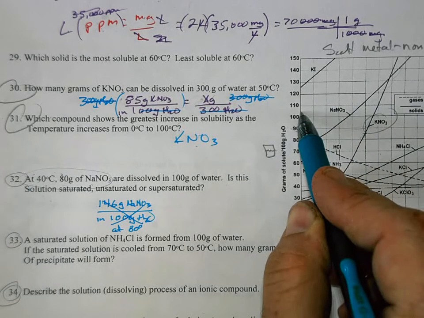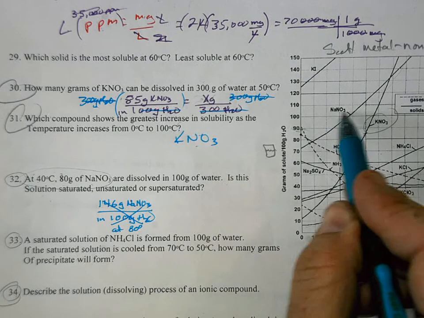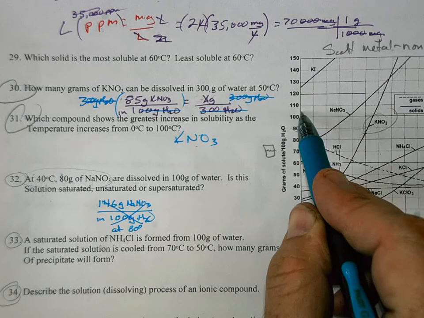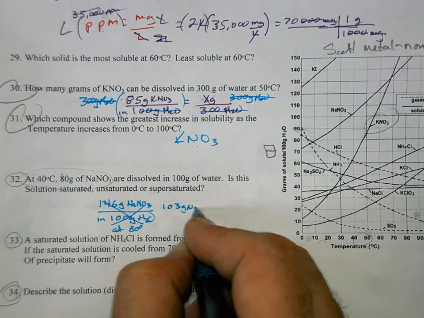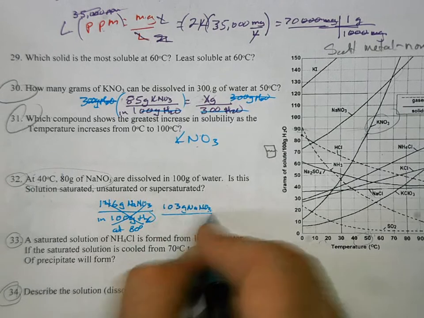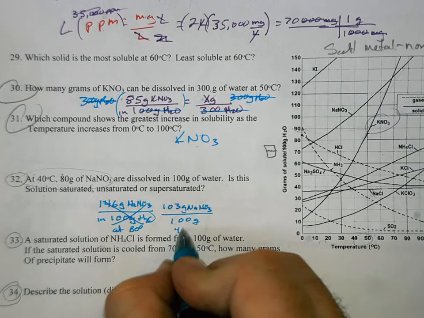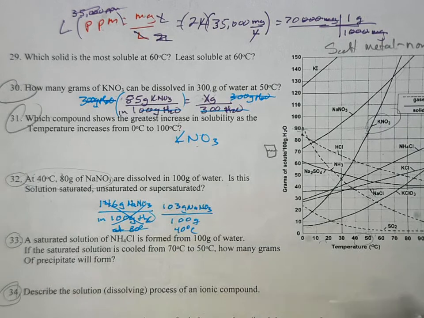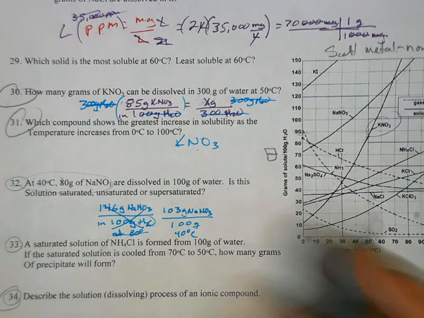That looks to me like when I go to 40 degrees on the chart, and then we come over, that looks like that's going to be about 103. It looks like it's a little bit below the halfway. So 103 grams of sodium nitrate will be soluble in 100 grams at 40 degrees. It's always good to double check those answers. So now we're going good. Now let's answer the question.